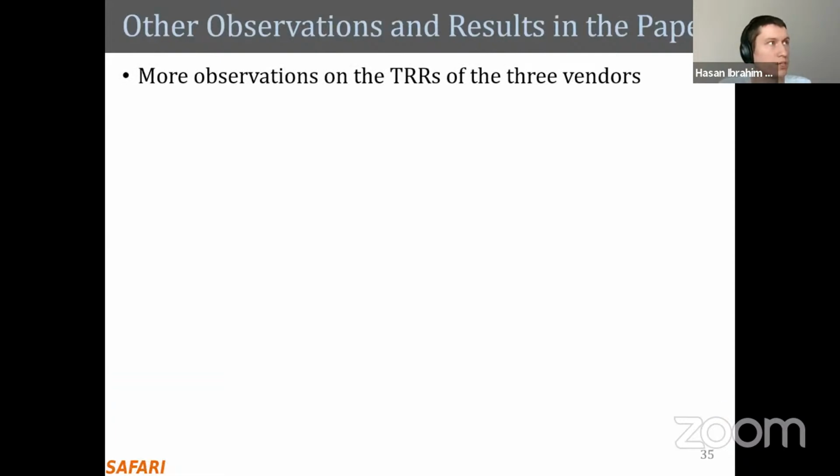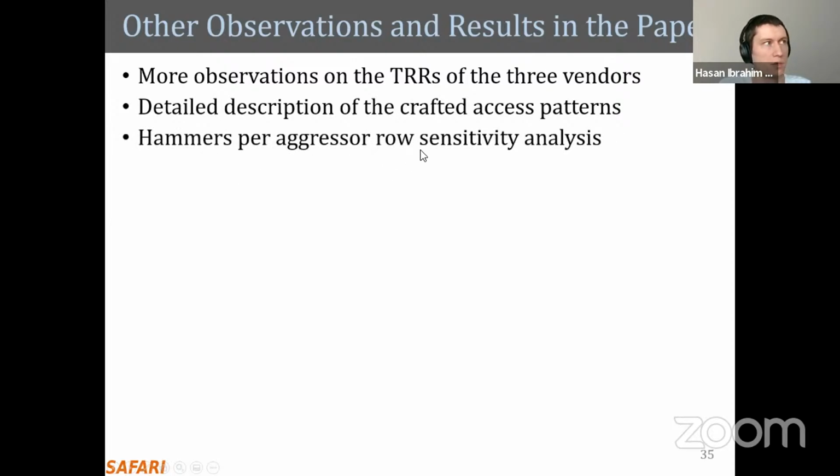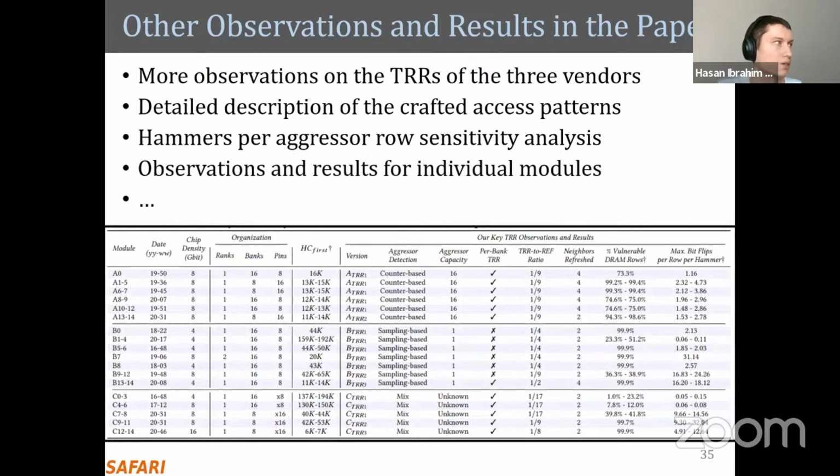We have more observations on the TRR mechanisms of the 3 vendors in the paper. We have a detailed description of the crafted RowHammer access patterns. We have hammers per aggressor row sensitivity analysis, right? So here you can find the actual number of bit flips that our access patterns can cause in the presence of the TRR mechanisms. And we have a lot more observations and results for individual models. So if you are interested, I definitely suggest you check out the paper.